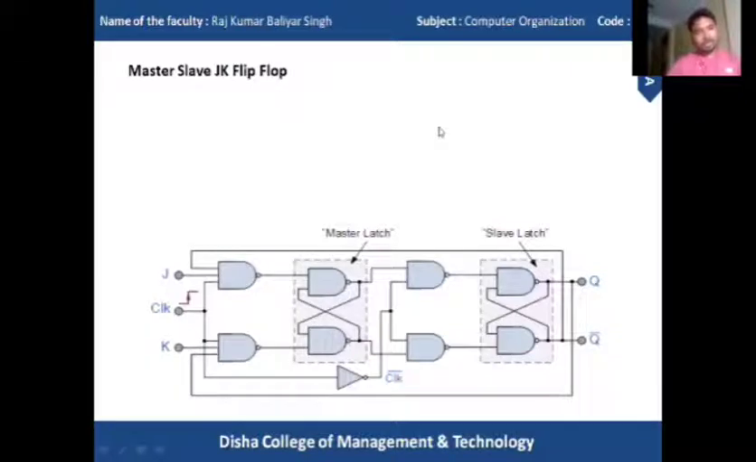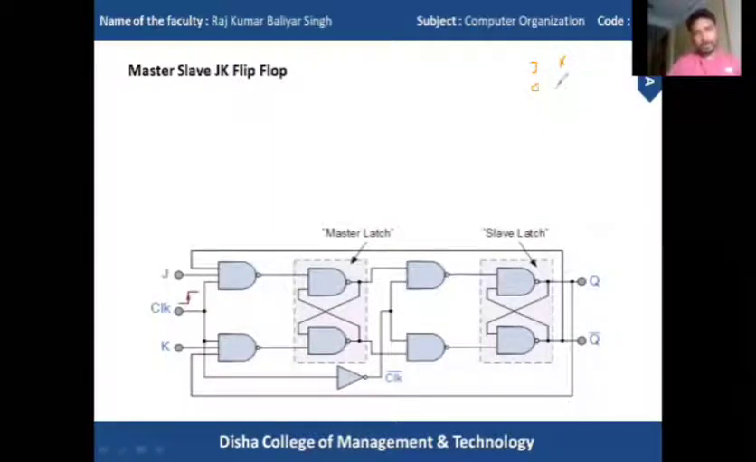So okay, let's see how this master slave JK flip flop works with the input of J and K. As we know, J and K can receive four sequences of values, that is, J and K have the power to take four values: 0 0, 0 1, 1 0 and 1 1.